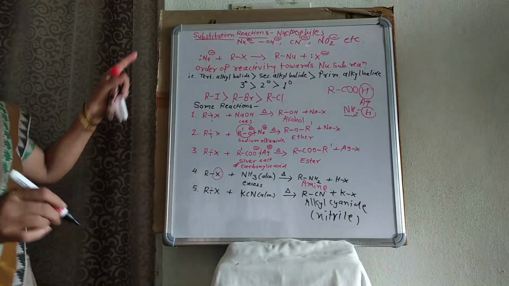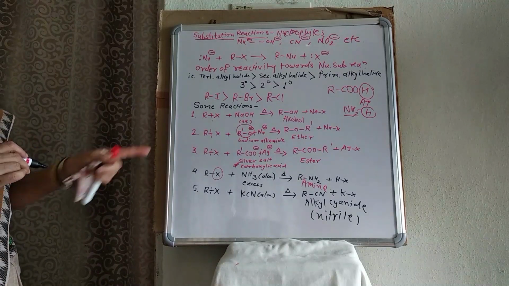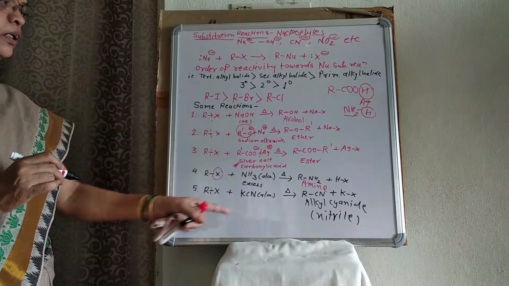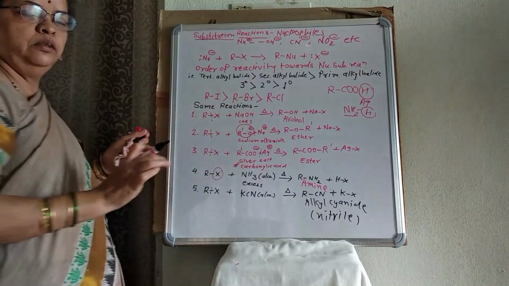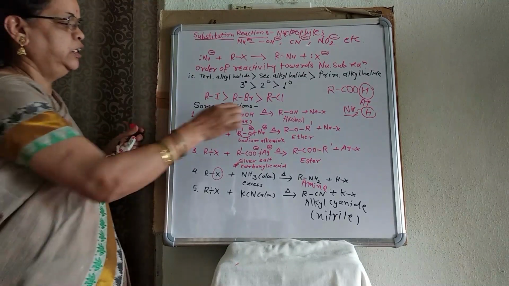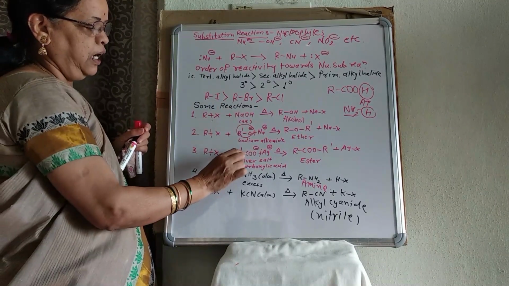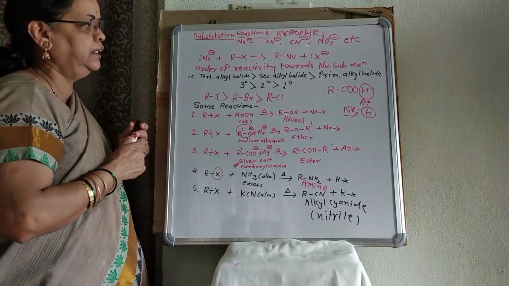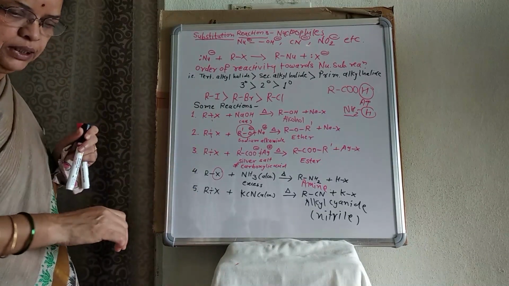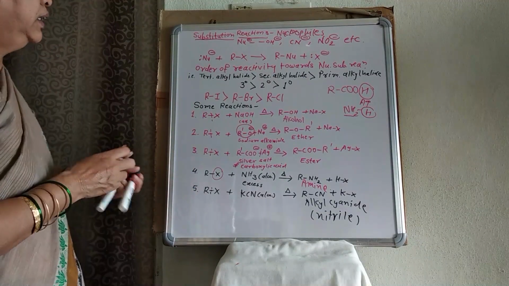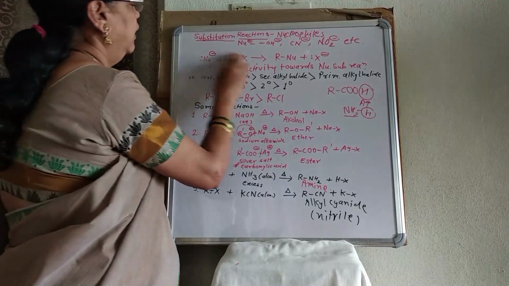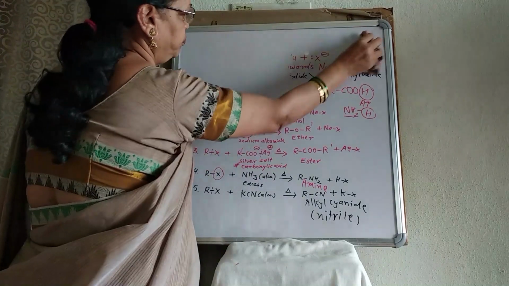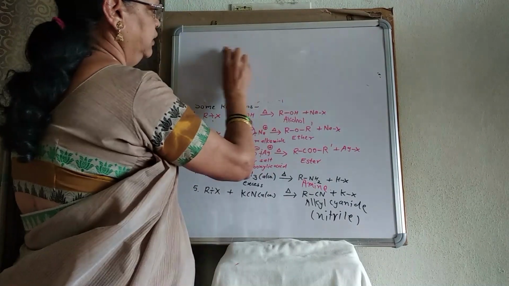So I think you understand the simple substitution reaction. Here each time X is replaced by a nucleophile: OH minus here, RO minus here, RCOO minus here, NH2 minus, or CN minus here. Like this the reactions are taking place simply. Now we will consider some more examples of this. With another example, you are now able to write these reactions.